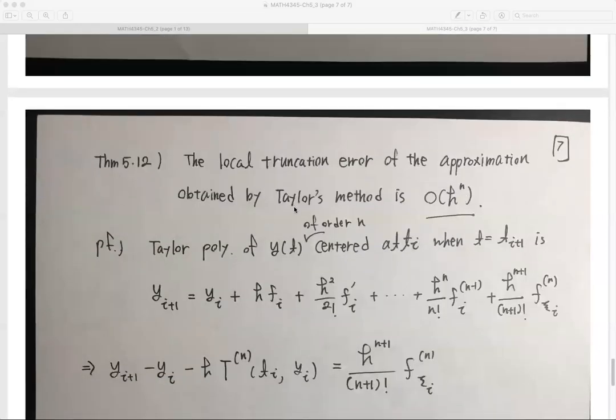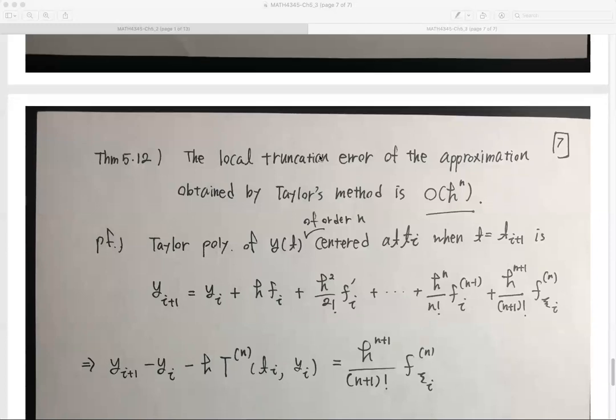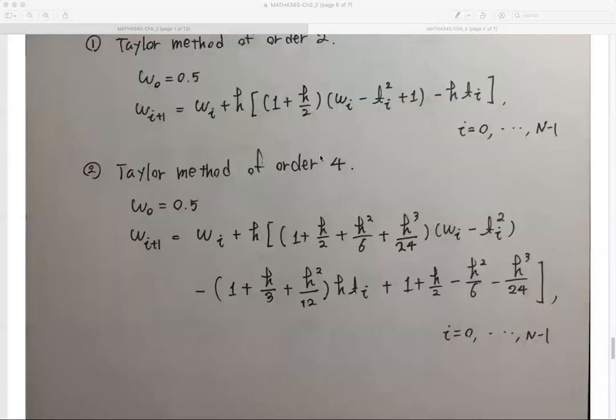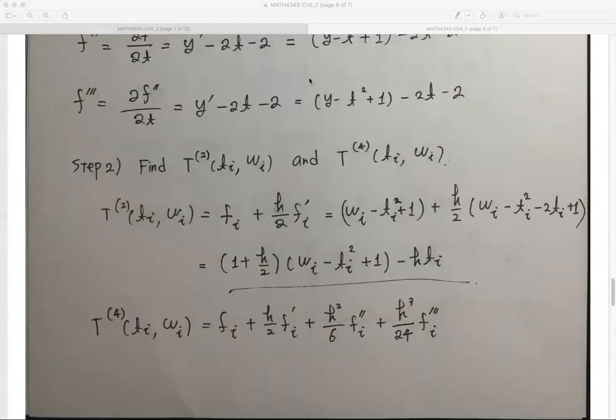So if you want a higher rate of truncation error in the Taylor method, then you need to increase the order of the Taylor polynomial in the Taylor method. Okay, so that's the main point of theorem 5.12 in Section 5.3. Okay, so let me stop here.